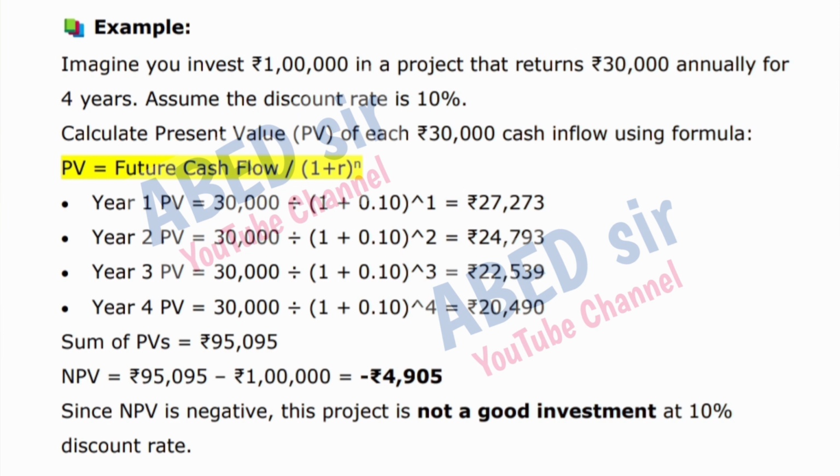NPV is equal to 95,095 rupees minus 1 lakh rupees, which is equal to minus 4,905 rupees. Since NPV is negative, this project is not a good investment at 10% discount rate.